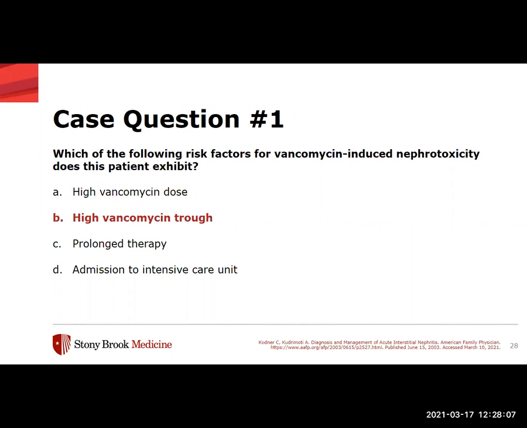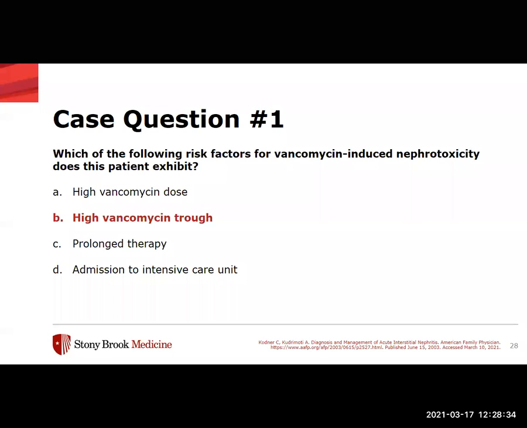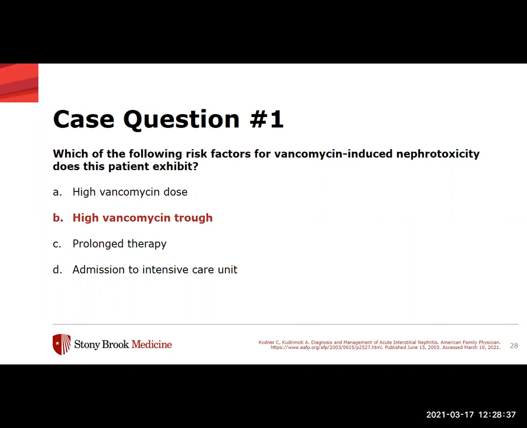Yeah, so it is B, and we'll just go through it. A is incorrect, as doses greater than 4 grams a day are associated with vancomycin-induced nephrotoxicity. Our patient right now is only receiving 2 grams daily. C is incorrect, as the patient has only been on vancomycin for 3 days. And D is incorrect because the patient is currently located on a general medicine floor. So B is correct because from the studies, they have shown that troughs greater than 15 milligrams per liter have been associated with vancomycin-induced nephrotoxicity.